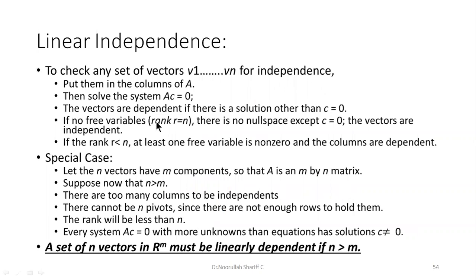Okay, so how do we check linear independence? The way to check it is what we have written over here. Is there any doubt till now? So how do we find that a set of vectors v1 to vn are independent? Put them in the columns of A. Then solve the system of equations AC equal to 0. The vectors are dependent if there is a solution other than C equal to 0.